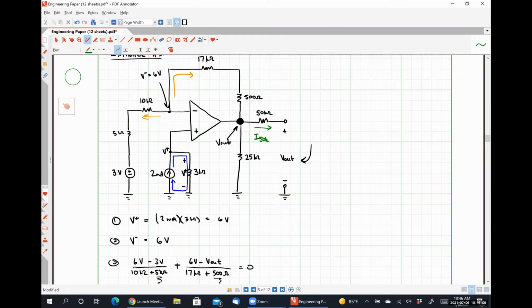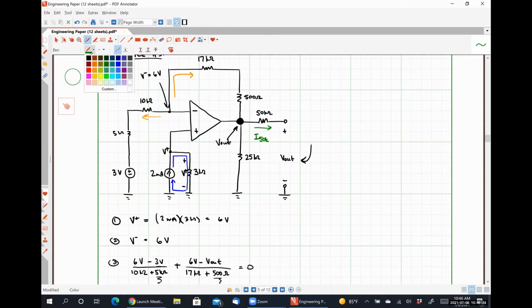What is the value of the current flowing through the 50 kilo ohm resistor? Any thoughts? From anybody? V out over 25 kilo ohms. Oh, no, over 50 kilo ohms. All right.